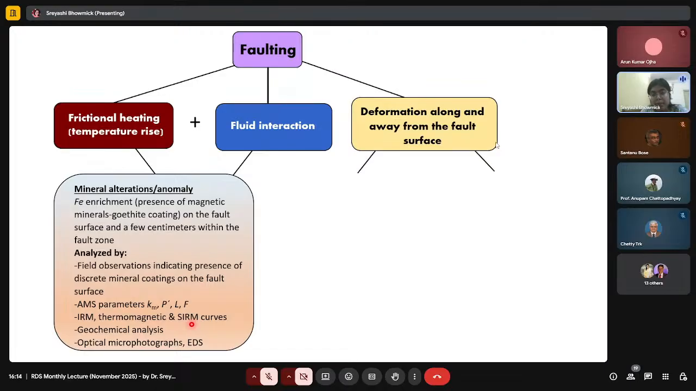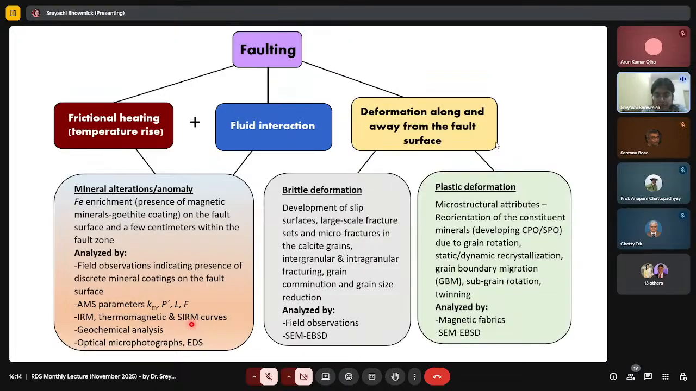Now, talking about deformation along and away from the fault surface, we are talking about brittle faults, shallow crustal faults. So it's obvious that we'll find slip surfaces, large-scale fracture sets, and also microfractures in calcites and in any of the constituent grains, intergranular and intragranular fracturing, and grain size comminution, which is very clear evidence of shearing. All of these can be found through field observation or through microscopic studies.